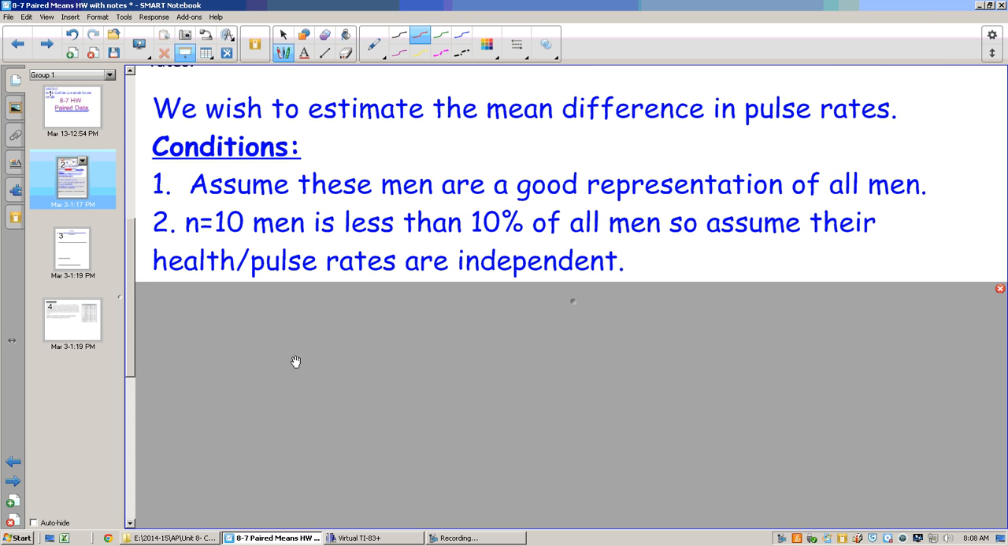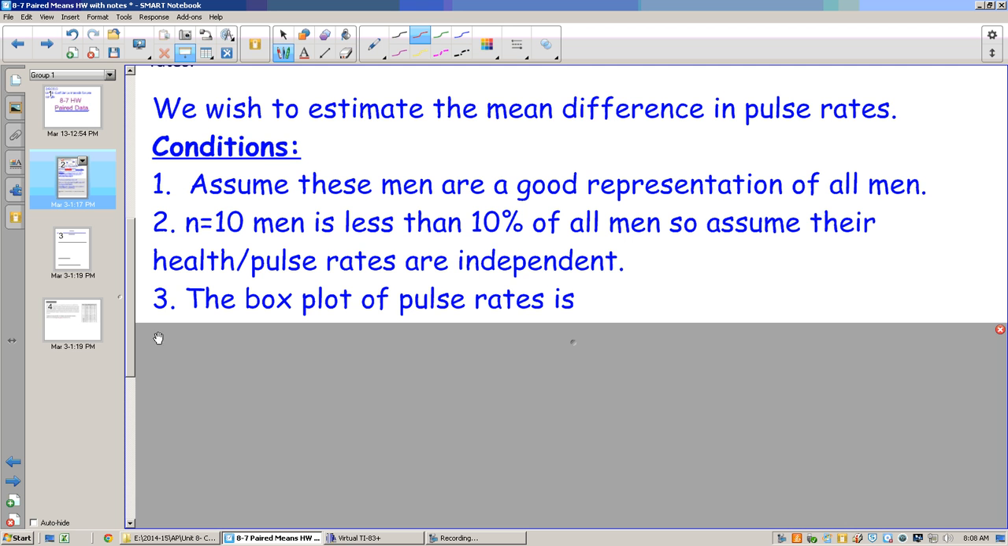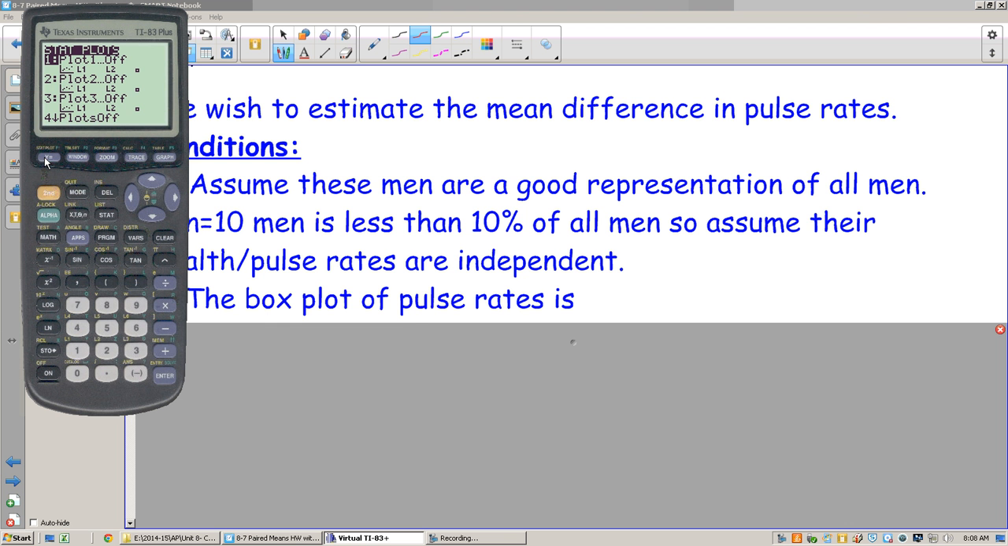And our third condition is nearly normal. We need to make a box plot here because our sample size is only 10 and we have the list. So to make that box plot in my calculator, I'm going to go second Y equals. I'm going to hit enter. I'm going to turn that plot on. I'm going to choose a box plot with outliers. And I'm going to tell the calculator that the list I'm looking at is list 3. It's the differences. And when I hit enter, I'm going to hit zoom 9. There's our box plot. So what I'm actually going to do here, I'm going to have you draw it.